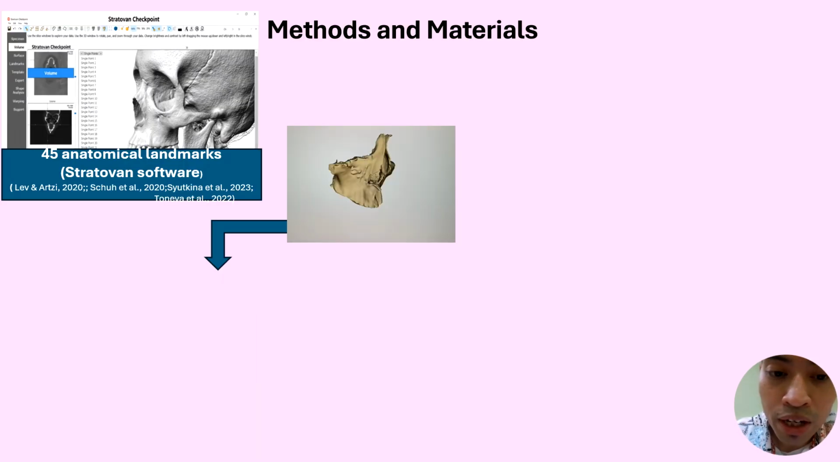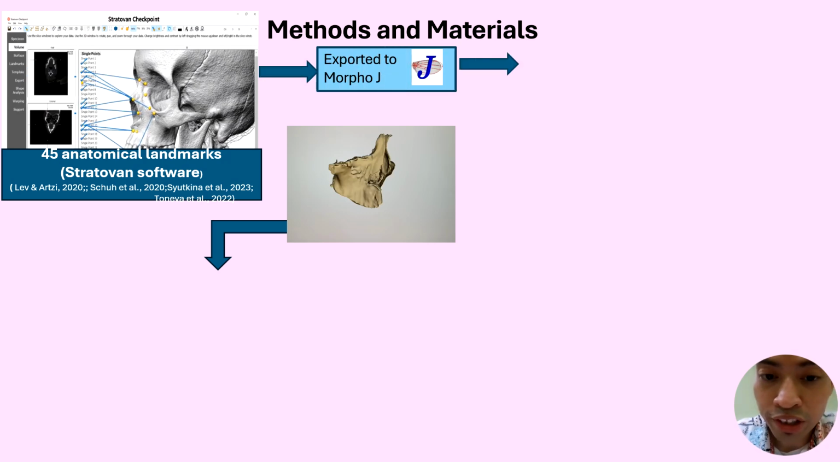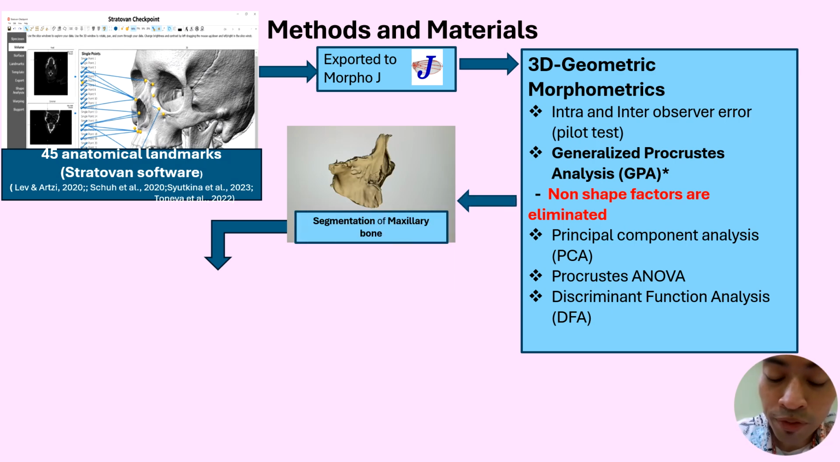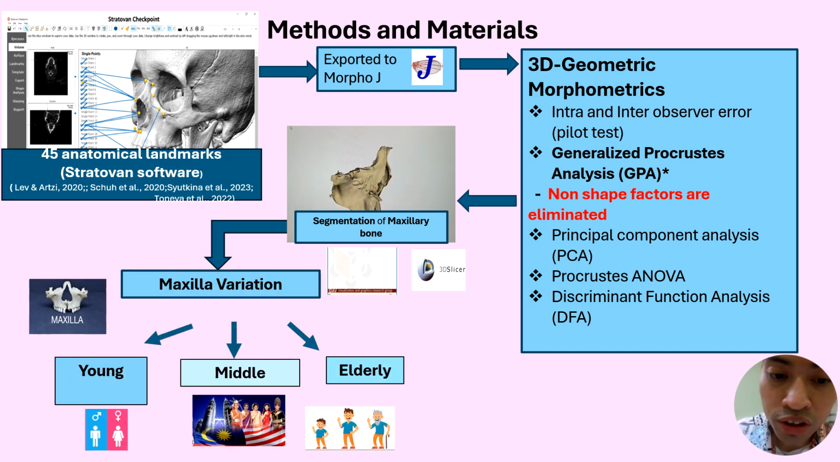The initial step involved landmark application on the maxillary bone of the specimens, and then the coordinates of the bone were exported into Morphology software for 3D GM analysis that focuses on shape analysis. And then the shape of the bone was visualized and compared among different age groups: young, middle, and elderly.